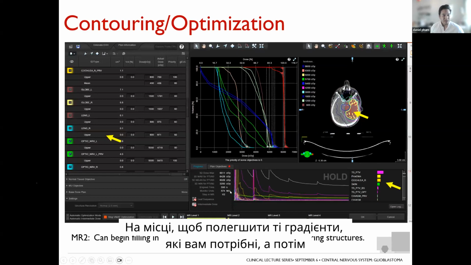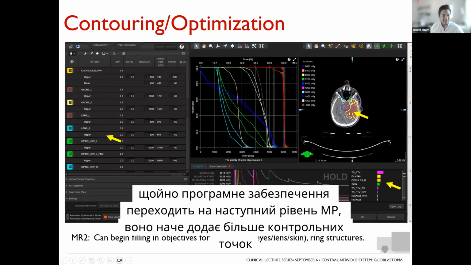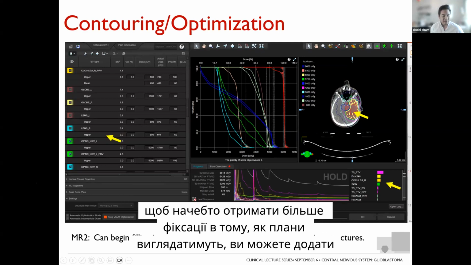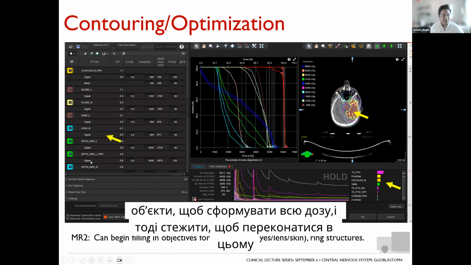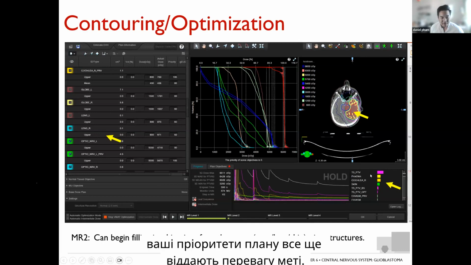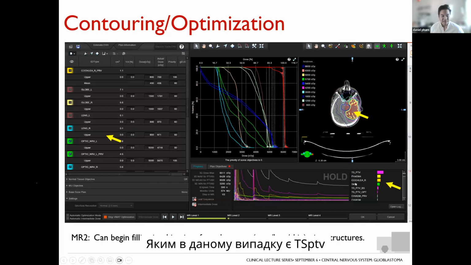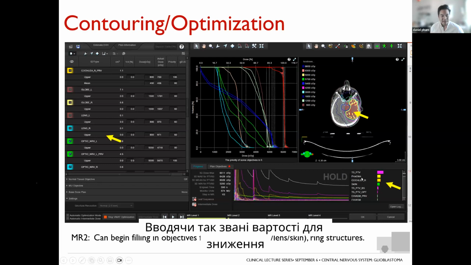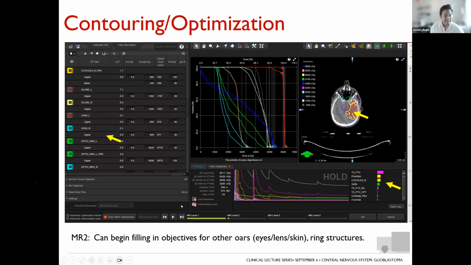Then once the software goes into the next MR level, it adds more control points, so it's getting a bit more fixed in how the plan is going to look. You can put in objectives to shape the overall dose, and you just want to keep an eye out to make sure that your plan priorities are still prioritizing the target, which in this case is a TSPTV, and it's slowly putting in a cost to lower the dose to other areas like the skin and the cochlea, etc.